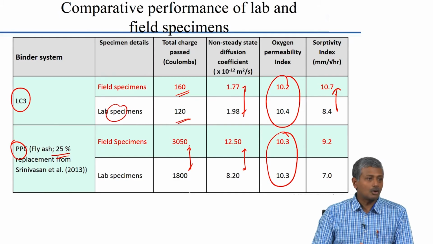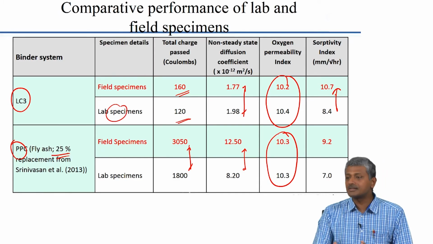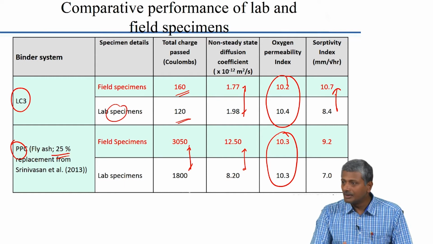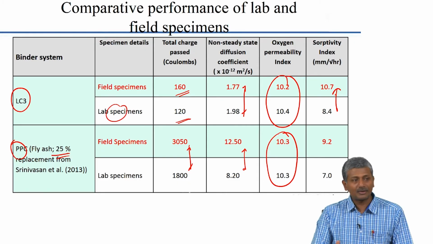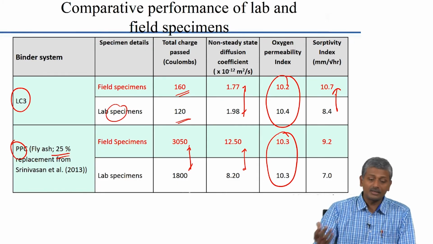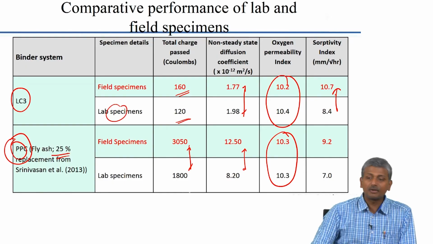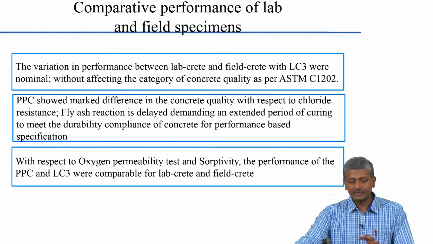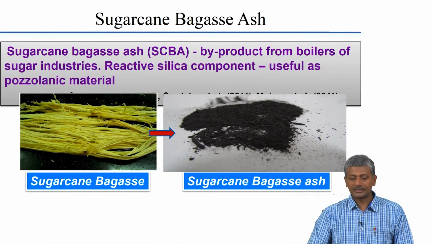This means that concrete with LC3 may not be very sensitive to the differences in curing that occur in the field. So, for example, if you are curing OPC concretes for 7 days, you can continue to cure your LC3 concrete also for 7 days. You do not need to do extended curing like you need for PPC or fly ash based systems. Again, this is just explaining the result in words, so I will leave that to you to understand.